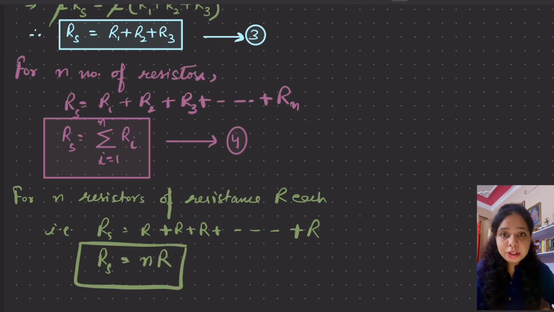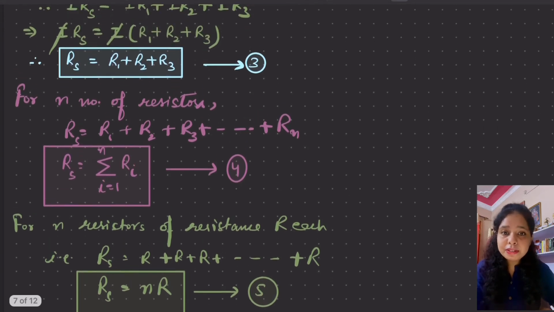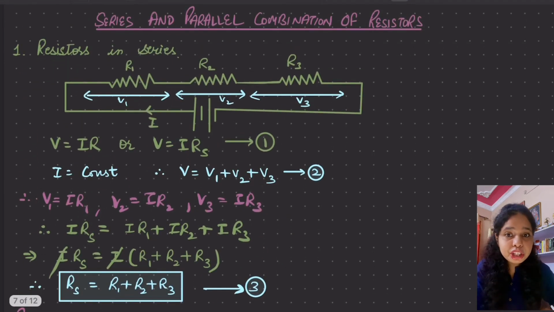So this is the total resistance of the resistors when they are connected in series, such that all these resistors are having the same resistance. So when the resistors share the same resistance and are connected in series, then we can say total series resistance RS is equal to number of resistors multiplied by resistance of one resistor. So this is the expression for the resistors when they are connected in series.